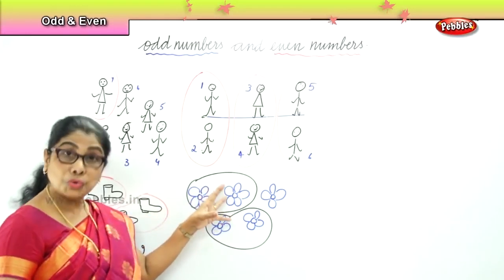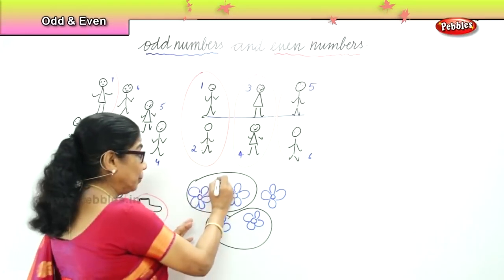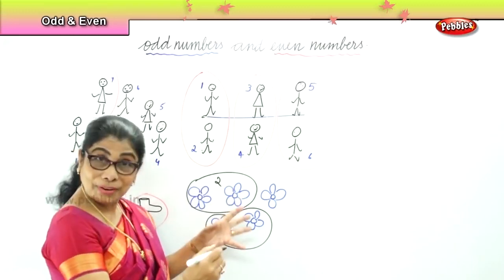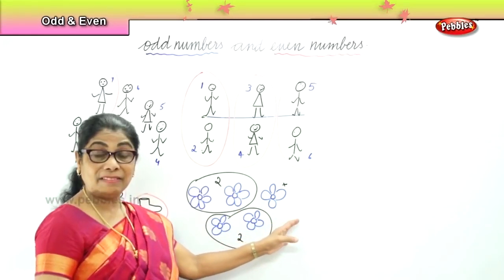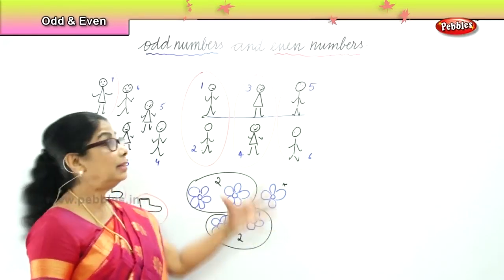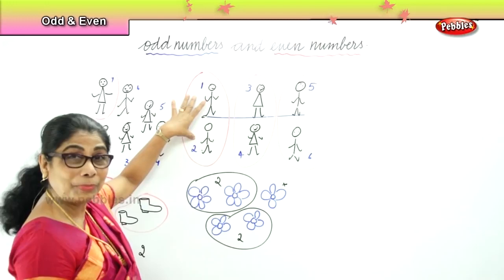Here you group two flowers, one and two. Here we grouped two flowers, one and two. And here you have one flower, it doesn't have a partner. Here you have grouped up one and two.